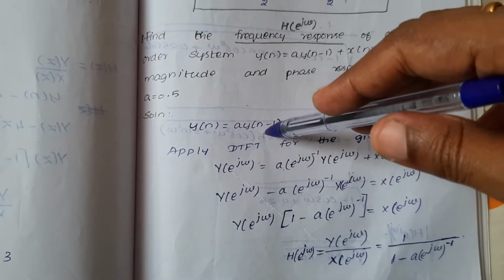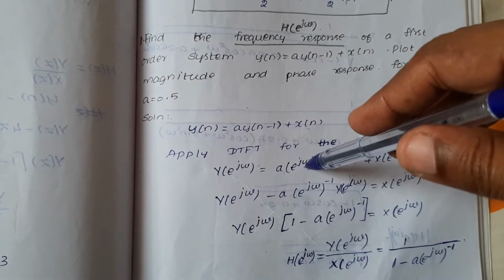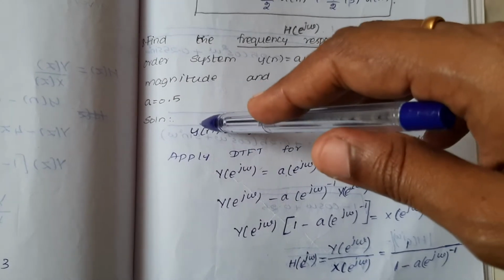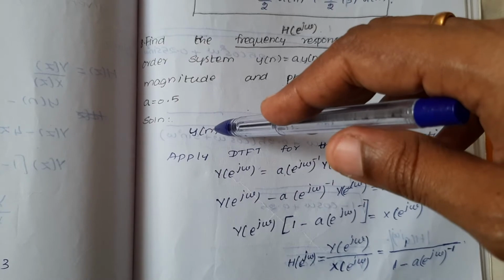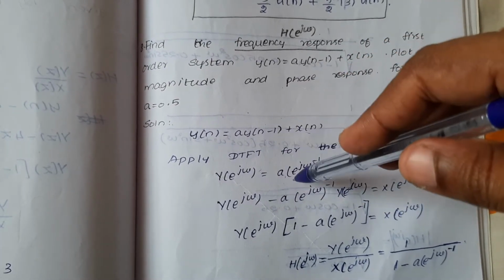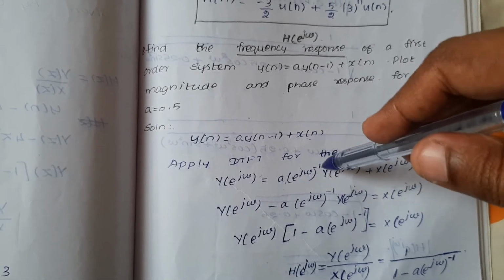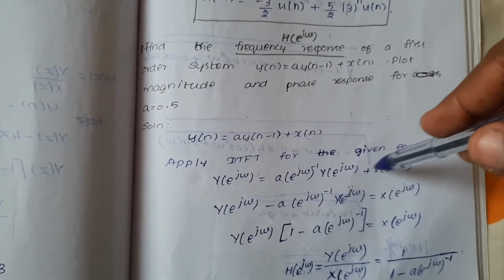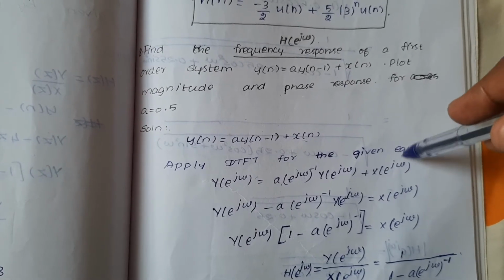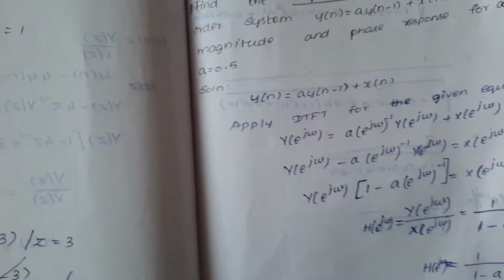In the place of z you want to replace e^(jω). Where z is there, what should we replace? e^(jω). So now if I apply the DTFT for the system, it becomes Y(e^(jω)). Here a is the constant. So in the Z transform we had z inverse, here it is e^(-jω) times Y(e^(jω)) plus X(e^(jω)). In terms of this, in the place of z you want to substitute e^(jω), because it is the DTFT. Okay.